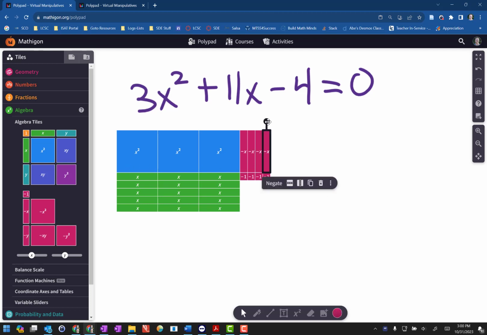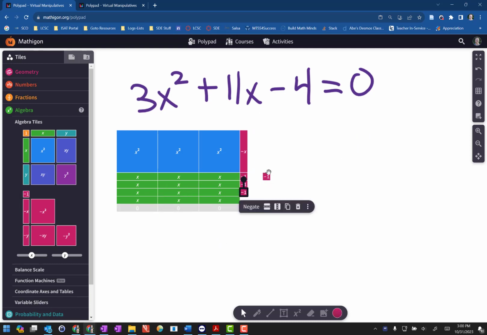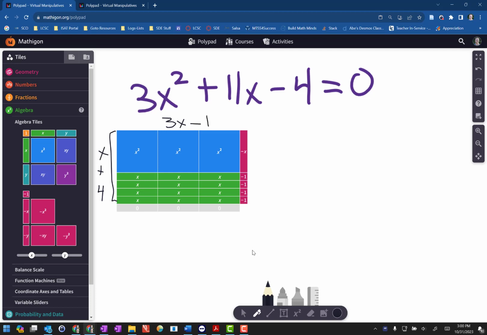So maybe we could actually cancel out some of our 0 pairs here. Maybe we didn't need as many as we thought we needed. Let's see what happens. There we go. Hey, that's interesting. Oh, I'm liking where that's going. Okay, cool. So that factors nicely, and our final factor is x plus 4, and then we have 3 x's in this direction minus 1.